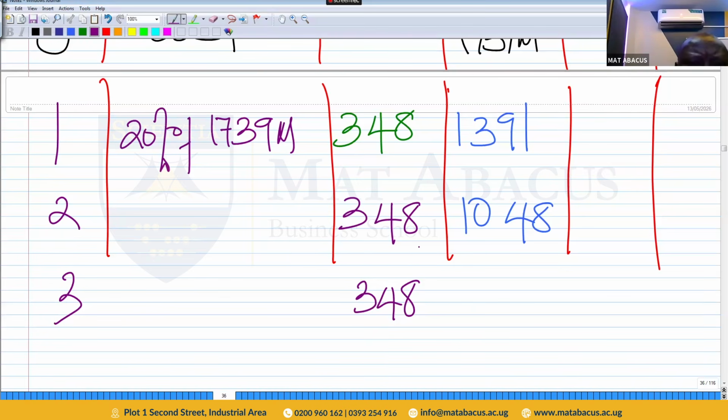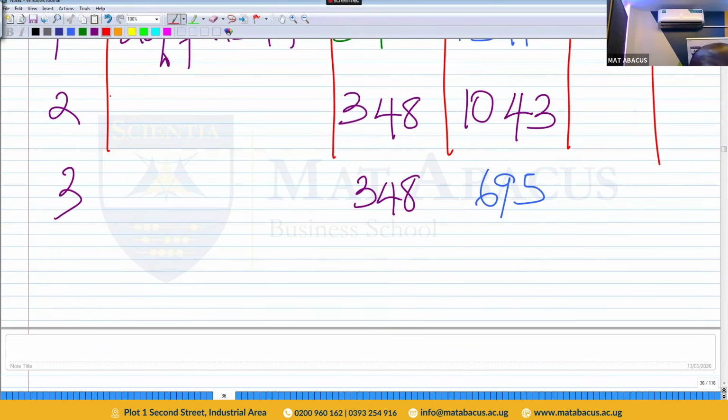Wait a minute, that's not right. This is a 3. Let me subtract again. We are concluding 1391 minus 348. You will get here 1043. When I subtract the 348, I will get 695.